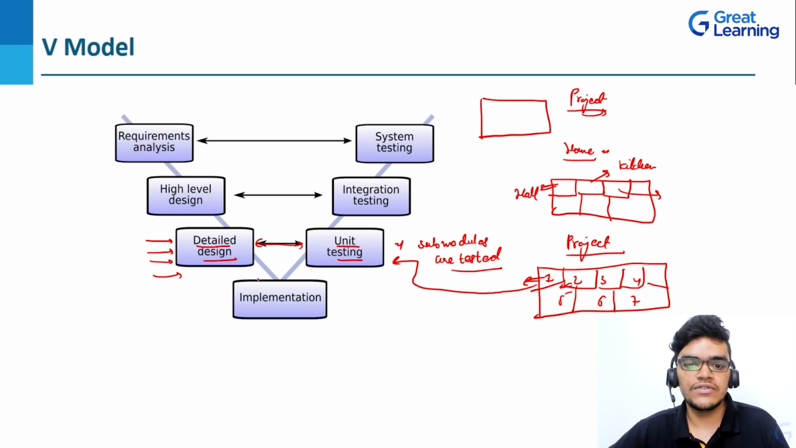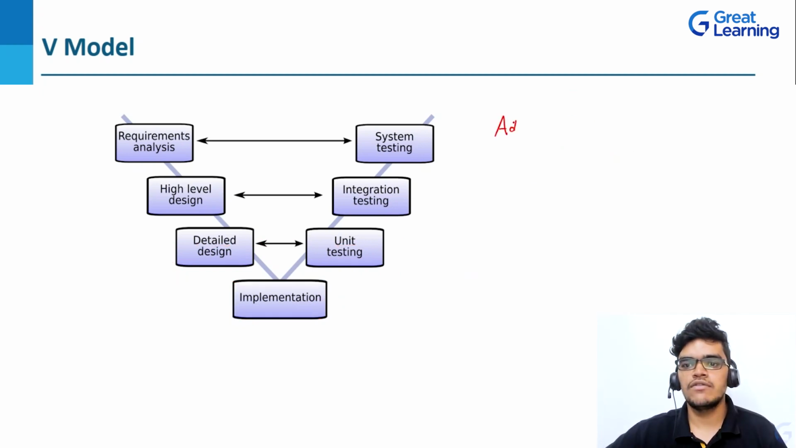Now coming to the last phase, that is implementation. Once the implementation is done, you don't have to do testing. Why? Because in the V model, development and testing are done parallelly. So you don't have to test again here. So this is the basic idea about the V model.